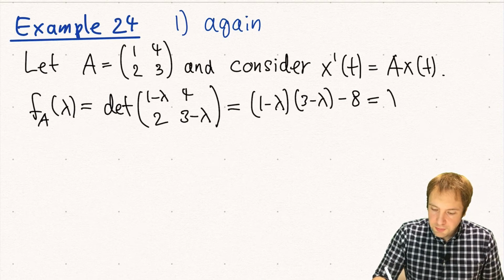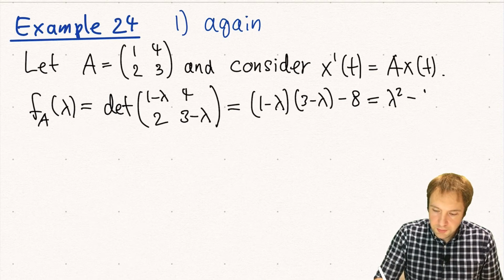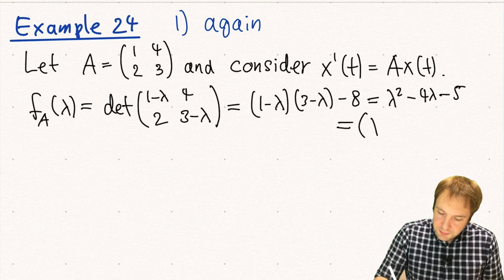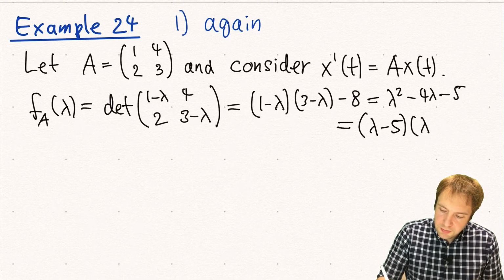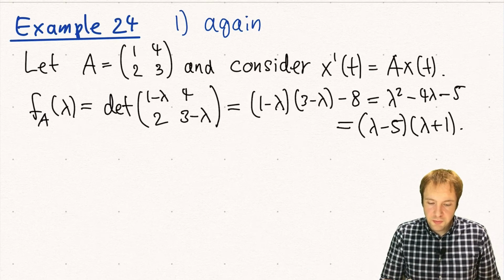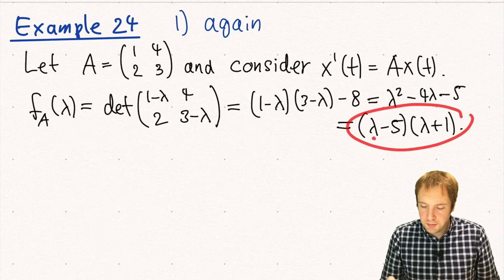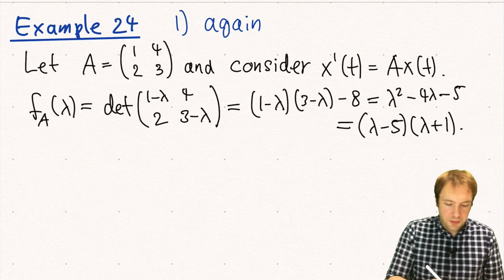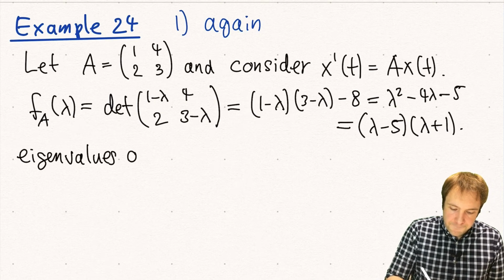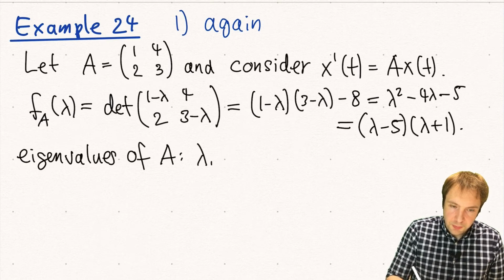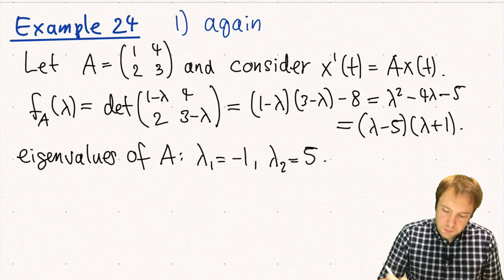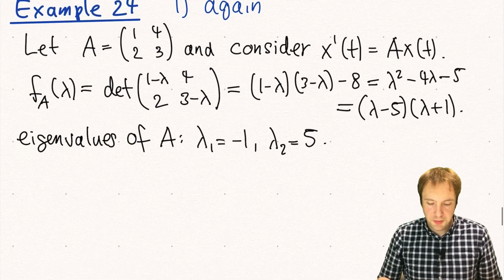And this we can multiply out, it's hopefully lambda squared minus 4 lambda minus 5. And this we can factor as (lambda minus 5)(lambda plus 1). And therefore we see the zeros of the characteristic polynomial are minus 1 and 5. So in other words, the eigenvalues of A: lambda 1 is minus 1, and lambda 2 is 5. Or the other way around, however you want to write this down.